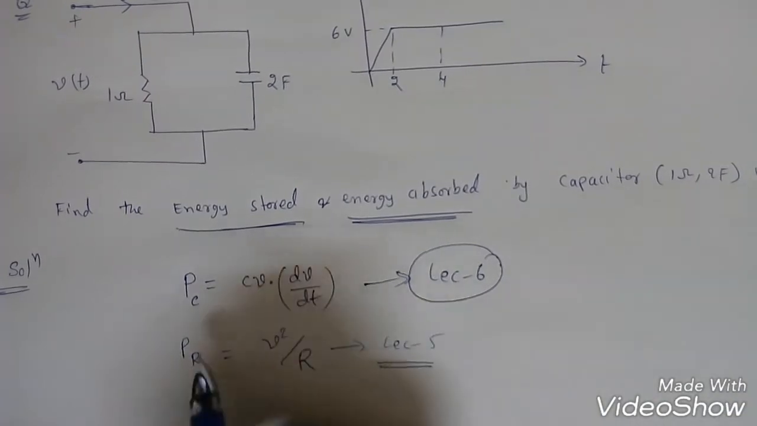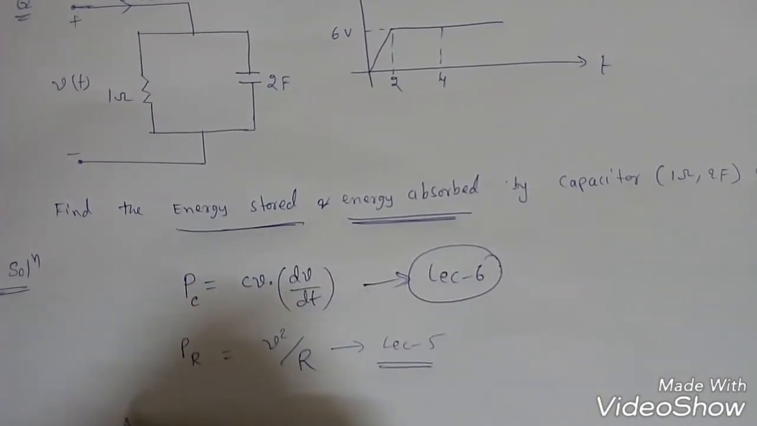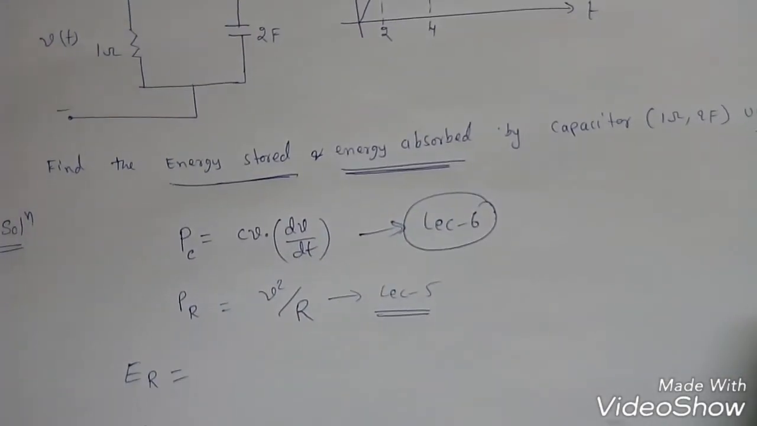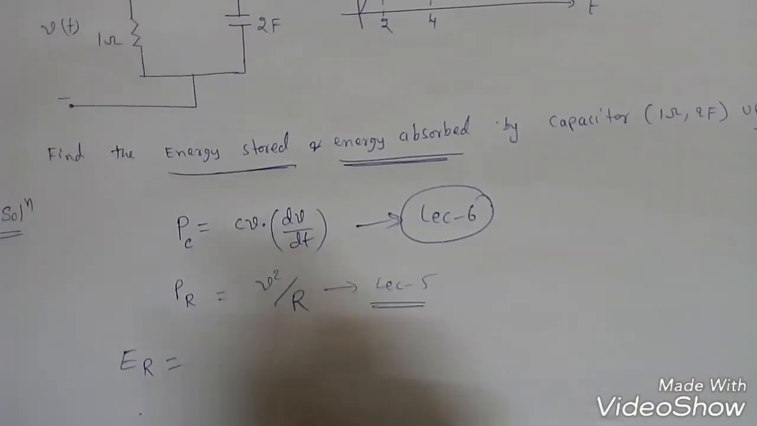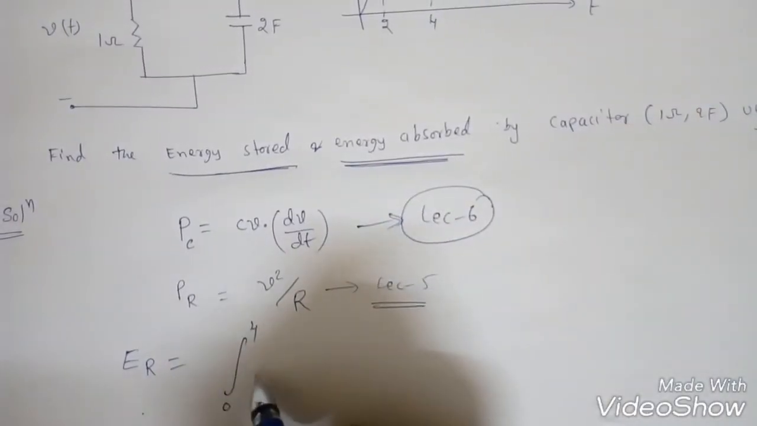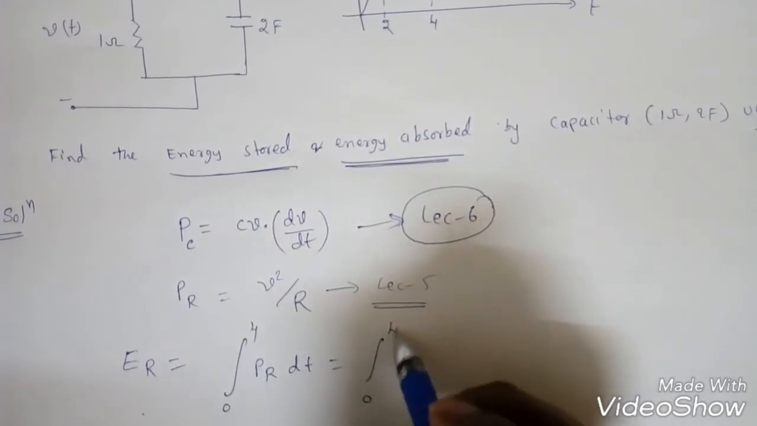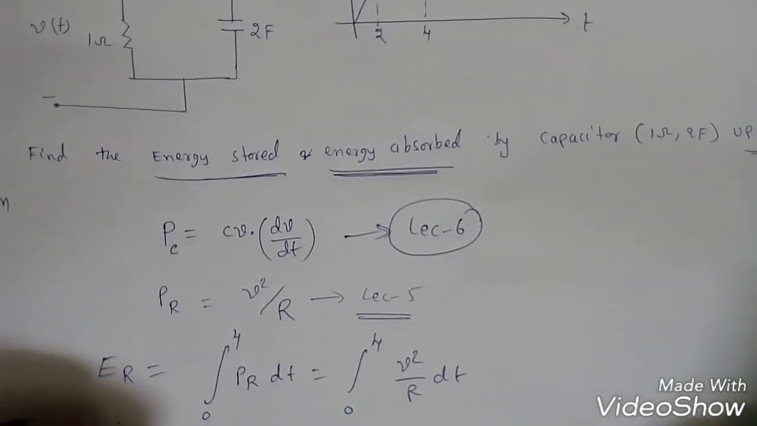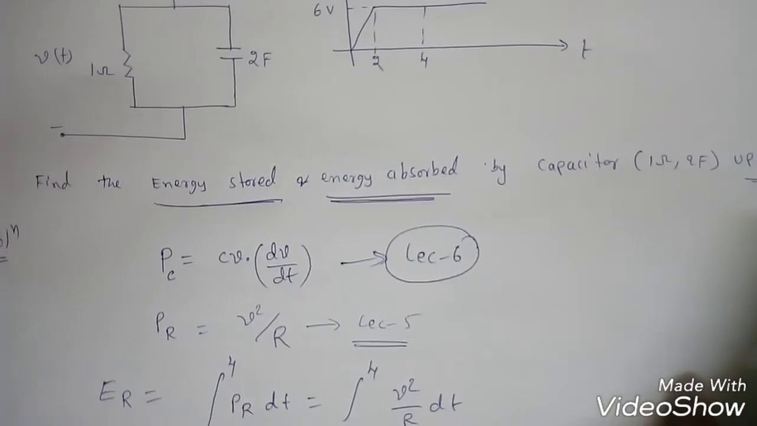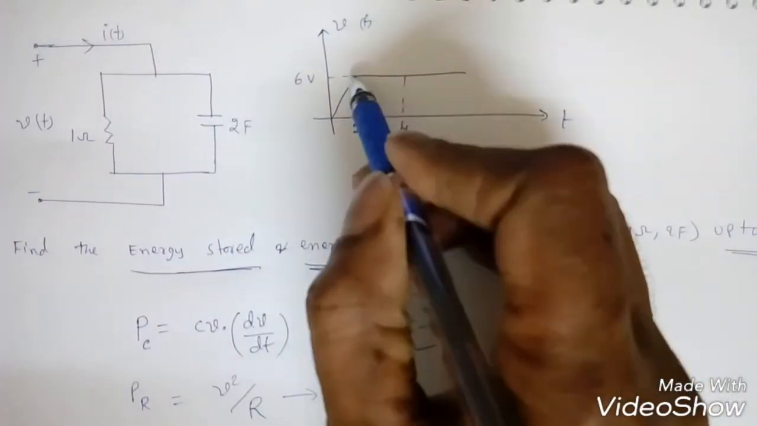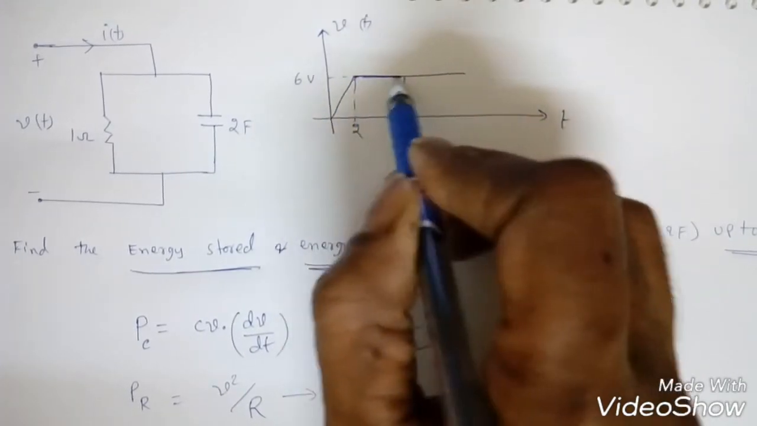Now we will see how to find the energy. We will find the energy across the resistor first, then across the capacitor. Up to 4 seconds, so 0 to 4 of PR dt. Now what is PR? 0 to 4 of V square by R dt. Again we need the expression for the voltage from 0 to 4. If you see this waveform, from 0 to 2 there is one expression, and from 2 to 4 it's constant.